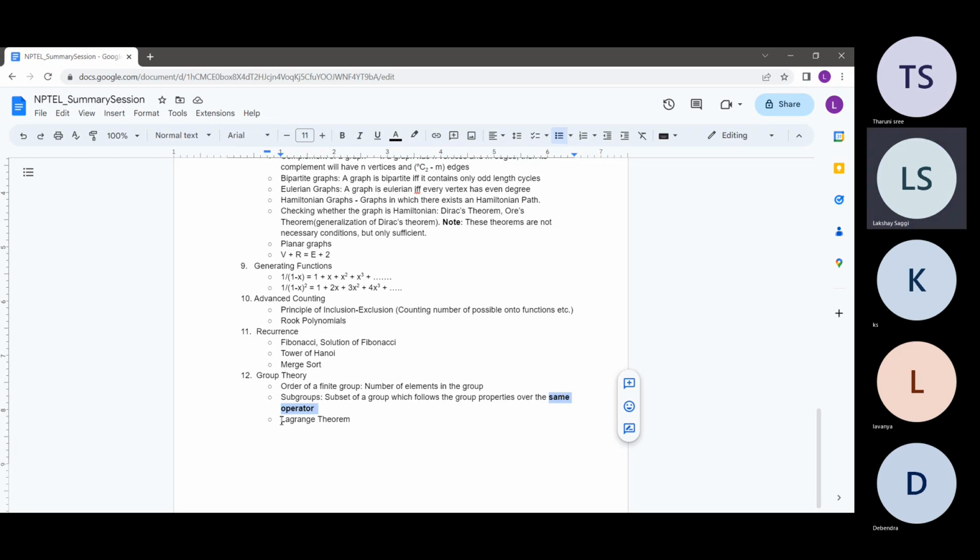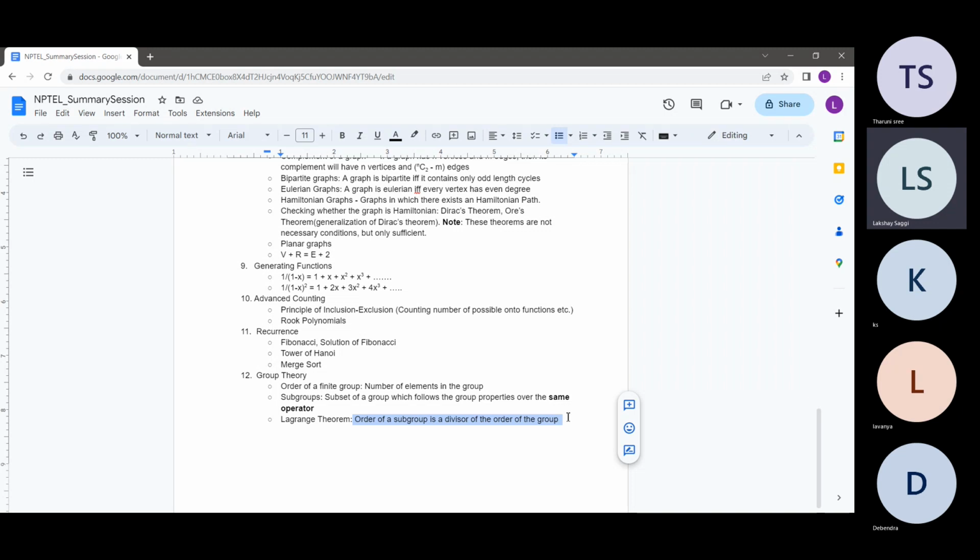And finally, in group theory, there was the Lagrange theorem, which just said that the order of a subgroup is a divisor of the order of the group. Some questions can be based on this also. Suppose the order of a group is 10, then the order of its subgroup can only be a divisor of 10. So it can be 1, 2, 5, or 10 itself.